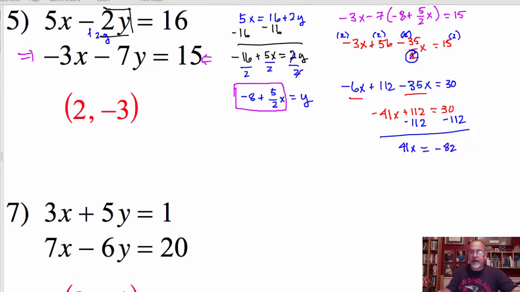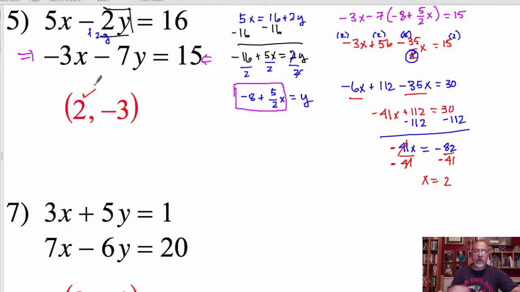And then dividing by the 41, the coefficient here, this reduces to a 1, leaving me x. And negative 82 divided by 41 is a negative 2. Now why is that negative? Oh, I see what I did. This should be a negative 41. So I'm dividing by a negative 41. Which means a negative divided by a negative gives me a positive 2. So I have the answer 2 for my x value.